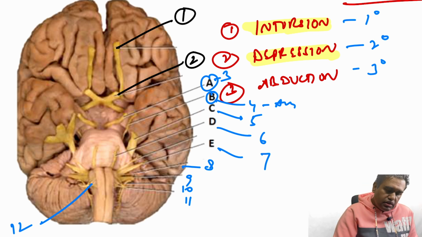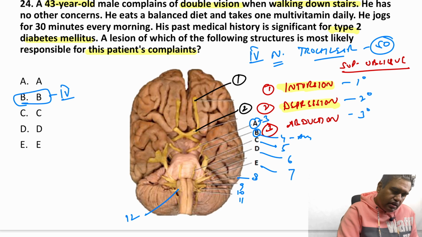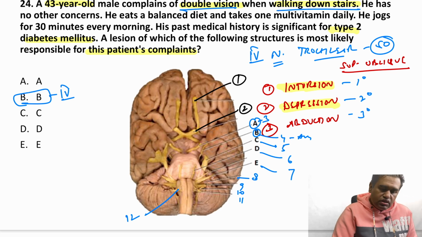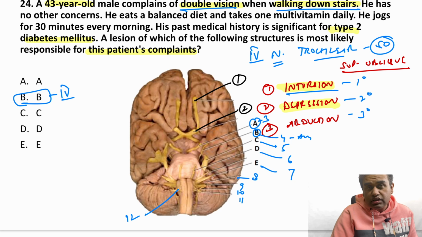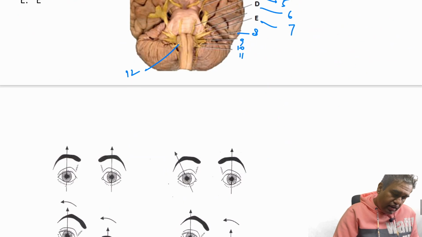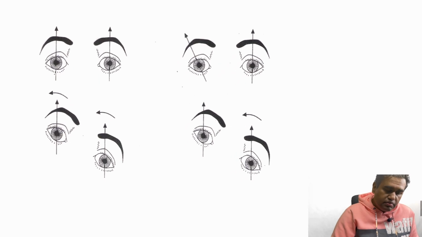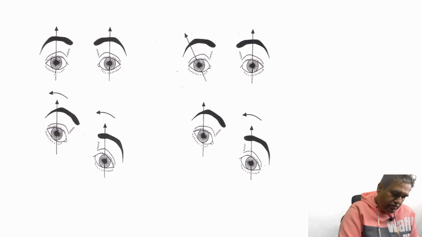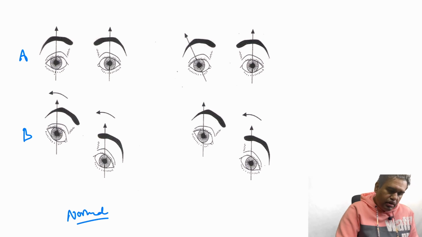So basically answer is number 3, but understand, double vision when walking down the stairs, focus on the fourth cranial nerve supplying the superior oblique muscle is the culprit over here. And let me show you an image as well over here. What is this image? If we label A and B, this is normal, and if we label this C and D, this is abnormal.